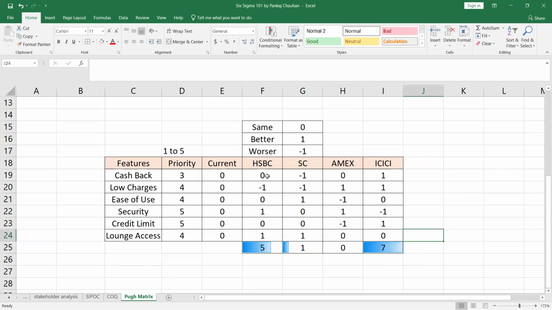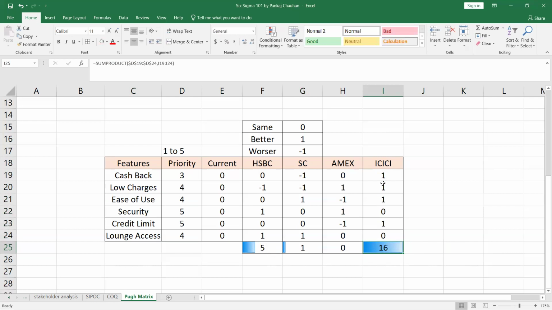So looking at this, your Amex is as good as neutral, your current. Standard Chartered is a bit better than your current value. HSBC is even better. And out of these, ICICI Bank has the highest score. So probably we will be going with the best solution, which fulfills most of your requirements, ICICI. You can try changing numbers. Let's say ease of use for ICICI is +1. Then this score will turn out to be 11, which means that is the best one. If I say security is the same, then this turns out to be 16, right?